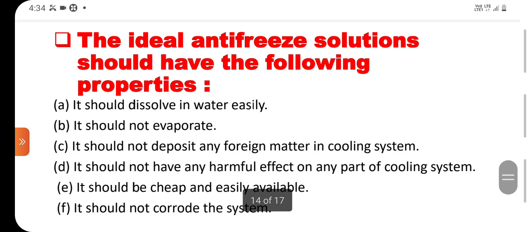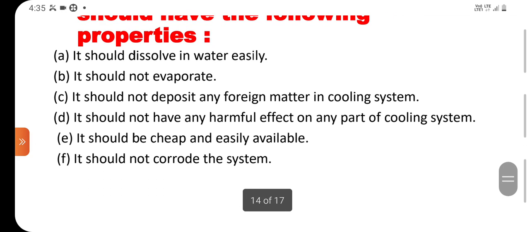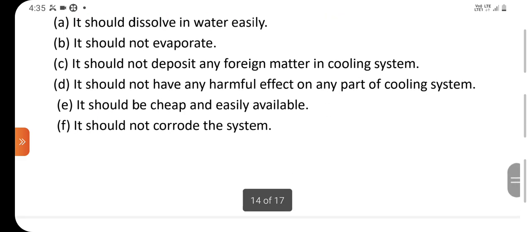There are some properties of antifreeze solutions. It should dissolve in water easily, should not evaporate, and should not deposit any foreign material in the cooling system. This is very important. It should not deposit any foreign matter or particles. It should not have any harmful effect on the parts of the cooling system, and should not chemically react with the material of the engine parts or components. It should be cheap and easily available, and should not corrode the system.